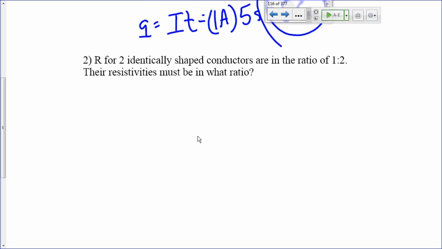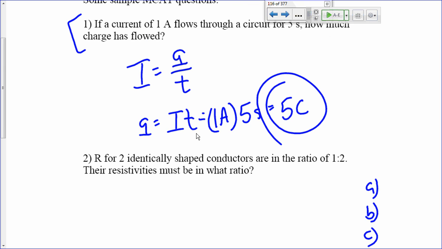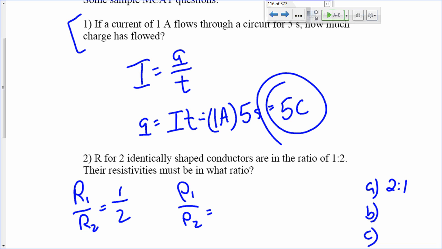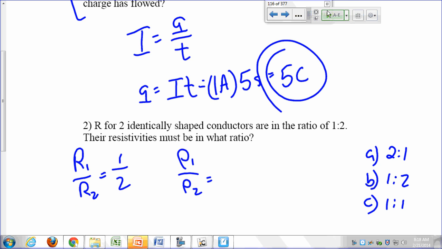Let's try this one as a clicker question. I'll give you 3 options. It tells you that R1 to R2 is 1 to 2. That's the same as writing 1 over 2. Now I want to know, what is the ratio of their resistivities? Is it 2 to 1? Is it 1 to 2? Or is it 1 to 1? What is the ratio of their resistivities?